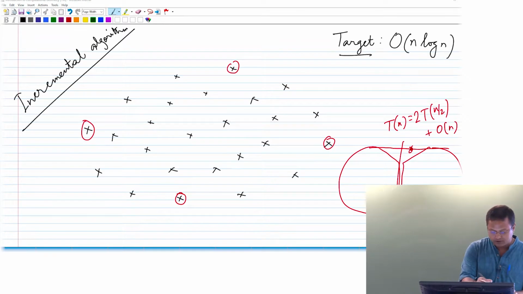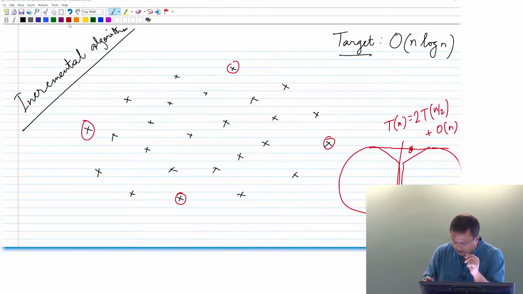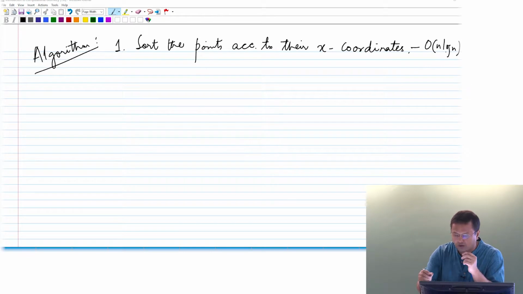Now, all the coordinates are integral or rational coordinates. That is the assumption I started with. Okay. Order n log n. I gave you n log n, right. I wrote here n log n.